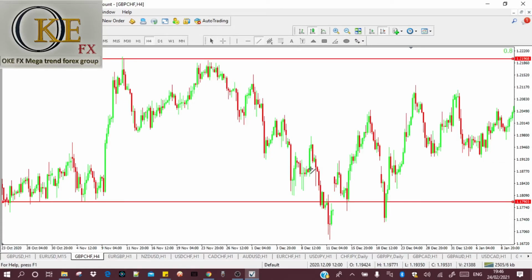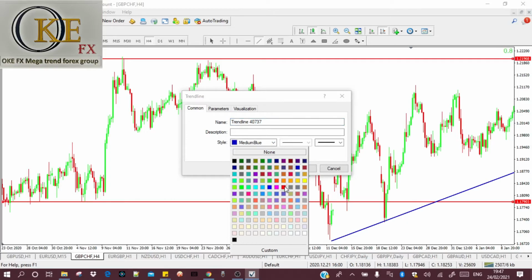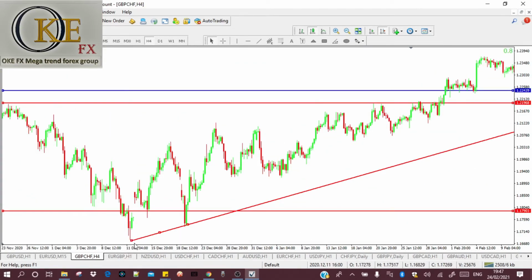Now the diagonal support lines that you can see. Can you see? Let's label this red. There are also horizontal support lines. Are you seeing? I just connected these two.